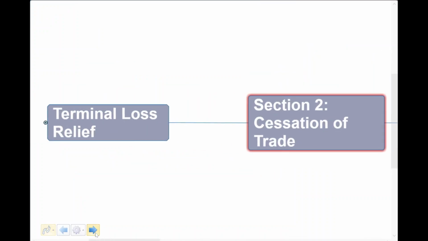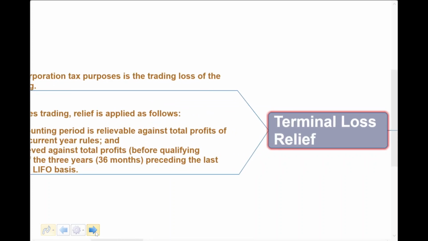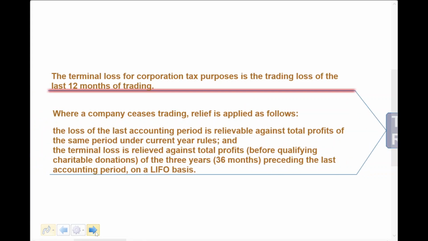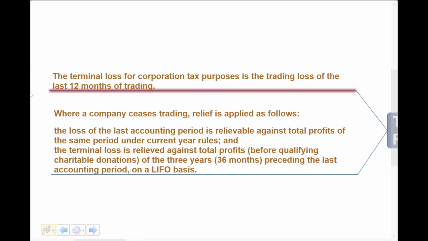So, last area for us, remember, right-hand side of the page there was about continuing businesses. Now I'm talking about a business that is not continuing. And there's this special area called terminal loss relief. What does it mean in terms of a definition? Well, a terminal loss is basically, for corporation tax purposes, the trading loss of the last 12 months. Okay? Now, where the company is actually ceasing trading, this is the way that we would deal with it.